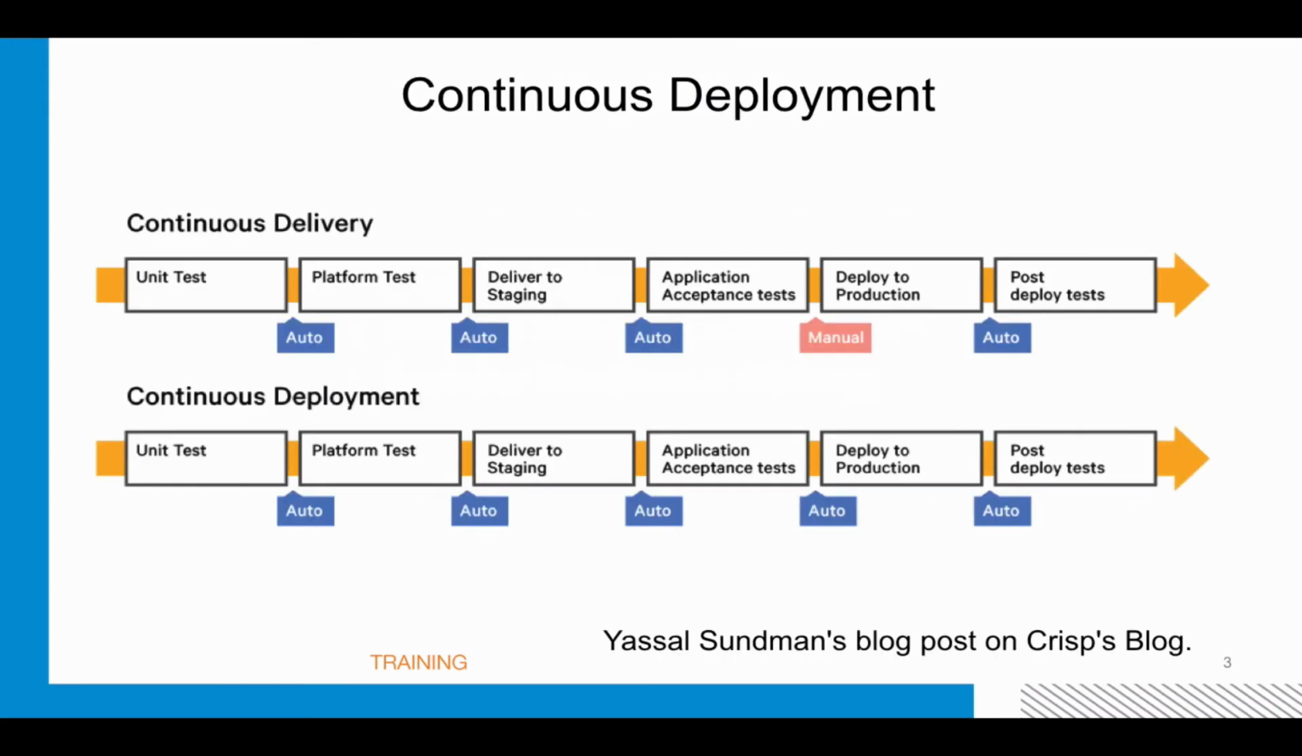I found this in Yasel Sodman's blog post on his Chris blog. Just another way to show you the kind of visual, if you will. Continuous delivery on top would assume that after the test, but prior to deploy, there is a stop. It stays. Maybe somebody wants to do it manually. There's a reason why it needs to be done manually. Maybe it's something that has to be done in the evening. There's mixing and matching. Some things can be automatically deployed, and some things could be delivered.